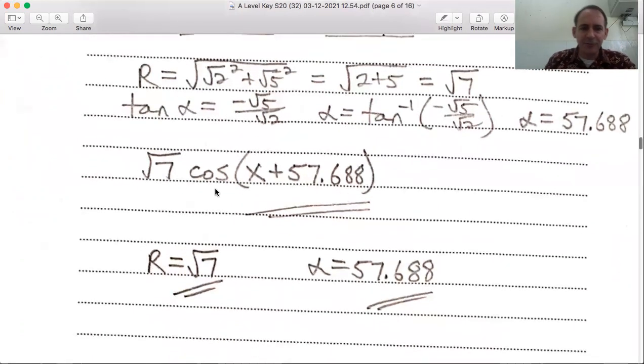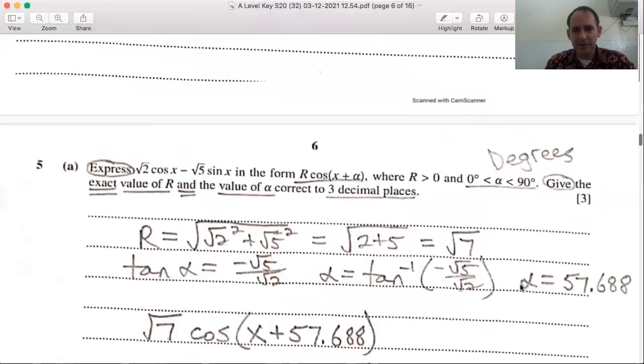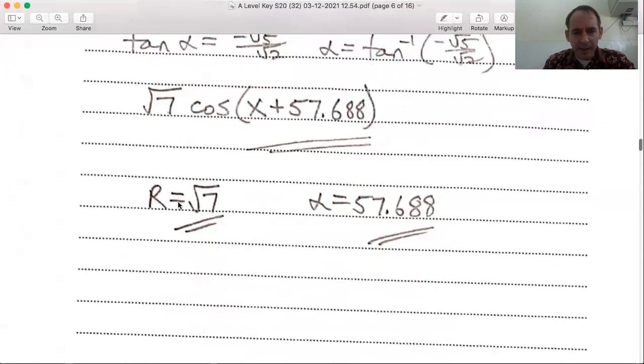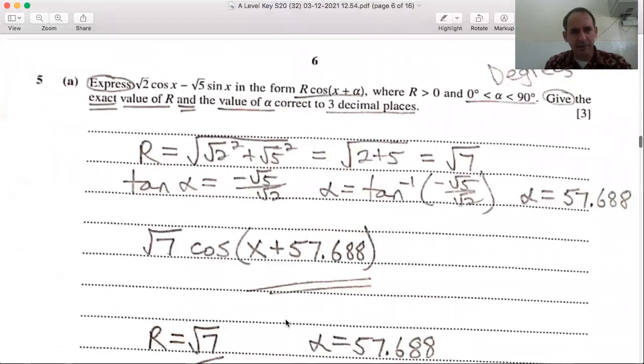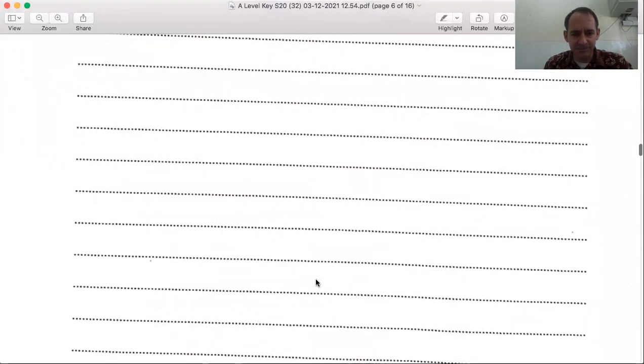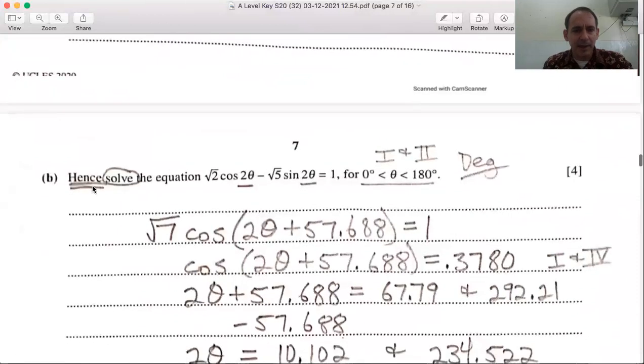And so our final form, root 7 cosine of x plus 57.688. Remember, it said 3 decimal places. And here's r specifically and alpha specifically for the answer to the question. Moving on to part B, hence solve, and it gives you this equation. Again, now notice they changed the domain to degrees, so make sure you set your calculator back to the degree mode, and our domain is for first and second quadrants.